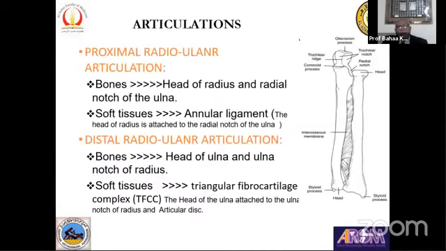What about the articulation of the proximal radioulnar joint? The bony part is the head of the radius and the radial notch of the ulna, and the soft tissue is the annular ligament. The distal radioulnar articulation: the bony part is the head of the ulna and the ulnar notch of the radius, and the soft tissue is the triangular fibrocartilage complex.